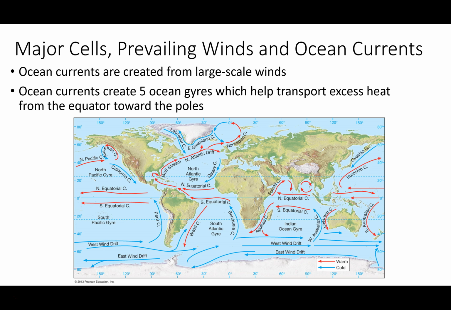So we have these 5 ocean gyres, made up of warm currents in red and cold currents in blue. And what makes these ocean currents is basically large scale winds over the oceans. Prevailing winds, and I didn't emphasize this much, are actually often going around semi-permanent highs or semi-permanent lows.